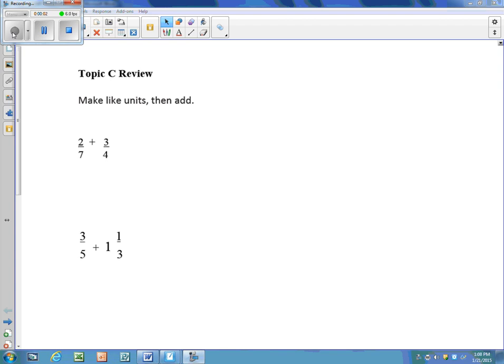This is Module 3, the Topic C review. The first thing is adding fractions that have unlike denominators. So the first thing I'm going to do is write the fractions vertically. So I have 2/7 plus 3/4.